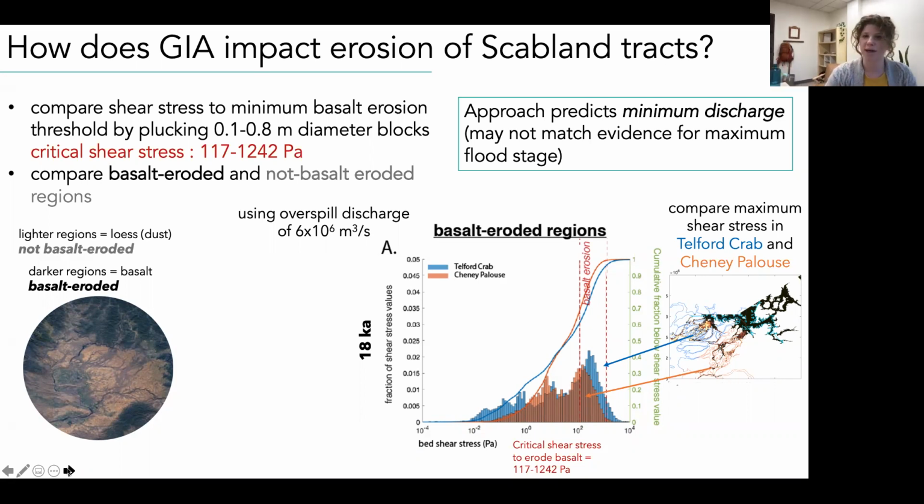And what we're going to do is separate out the shear stresses in Telford Crab in blue and in Cheney-Palouse in orange. And we're also only going to look at the shear stresses in the basalt eroded regions. So we can use this map of the darker regions versus the lighter regions to focus on just the regions that we know eroded to basalt.